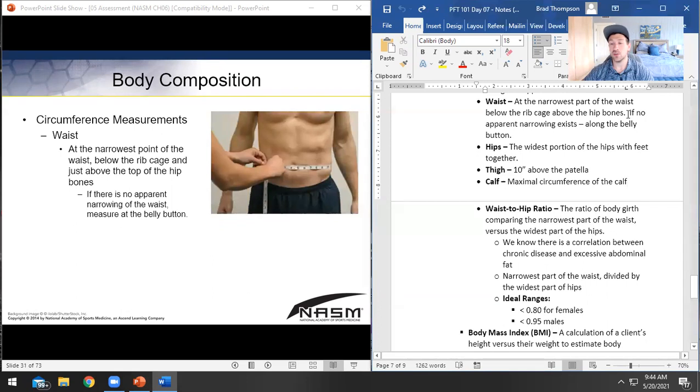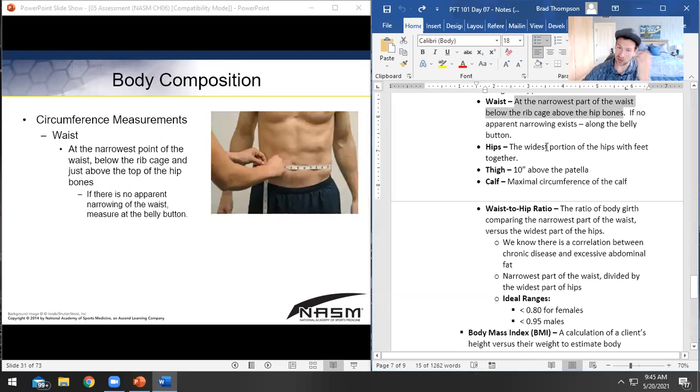Then you've got your waist measurement. The waist measurement's very important. We need to do this very, very specifically. Where you are going to measure the waist is at the narrowest part of the waist below the rib cage but above the hip bones, okay? So you look for the narrowest part of the waist. Now, and this is typically a male client thing, if there is no apparent narrowing and it's kind of just a flat line here, then you can just go straight across the belly button.